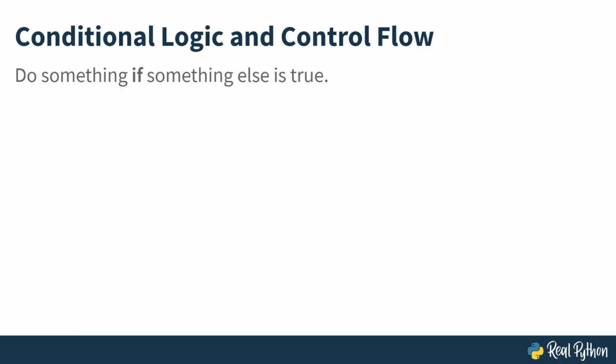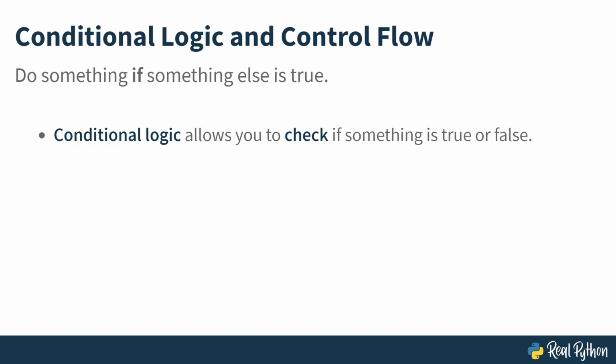Conditional logic and control flow. What do those pretty abstract terms really mean? You'll come to understand more as the course progresses, but as an illustration, it allows you to start defining actions your code can take if something else is true. There are two parts to that statement.